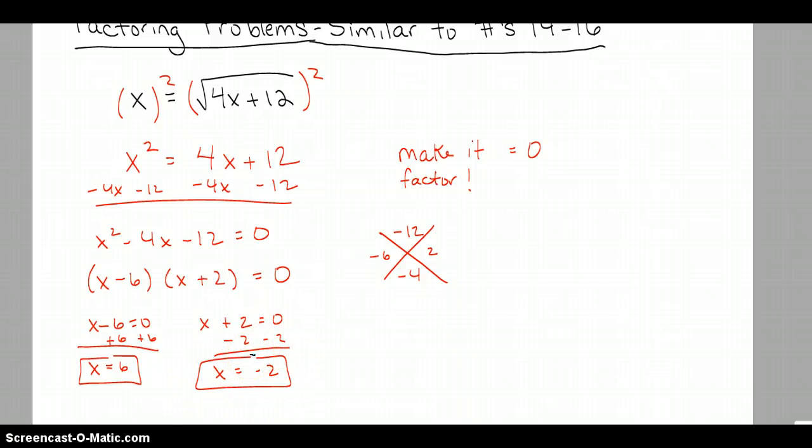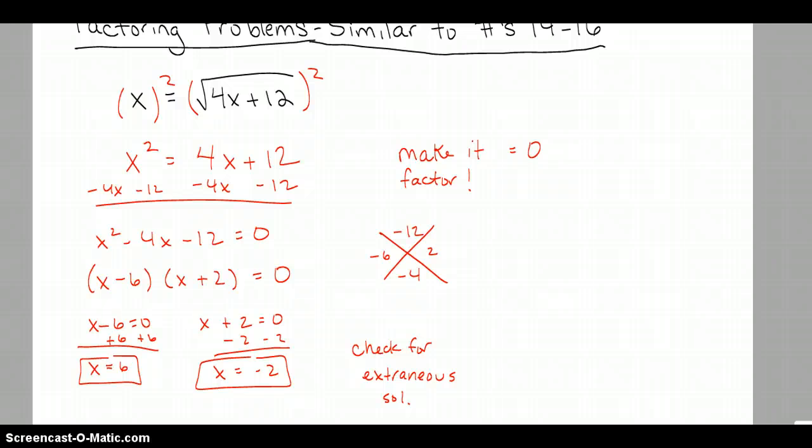Once you have finished the problem, check for your extraneous solutions. There are fake solutions that aren't going to work. So you want to make sure that both of these answers work. If they don't, then you're going to have to cross one of them off. So we're going to plug it back in.